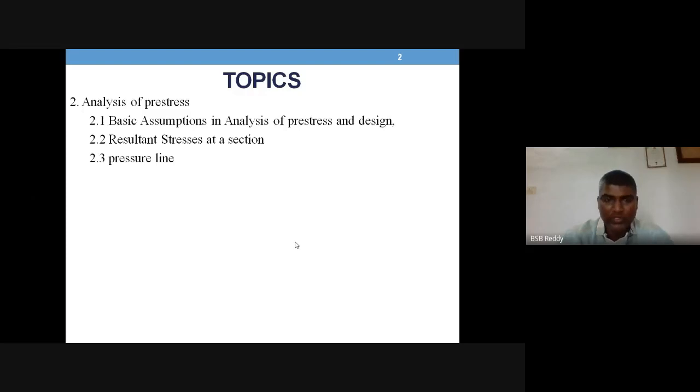been able to calculate resultant stress through the pressure line concept, that is 2.3 we have talked about, and also the other concept which can be used to properly choose the tendon profile correctly for the balancing of loads which will come onto the member. So that is what is called the concept of load balancing, also we have talked about.